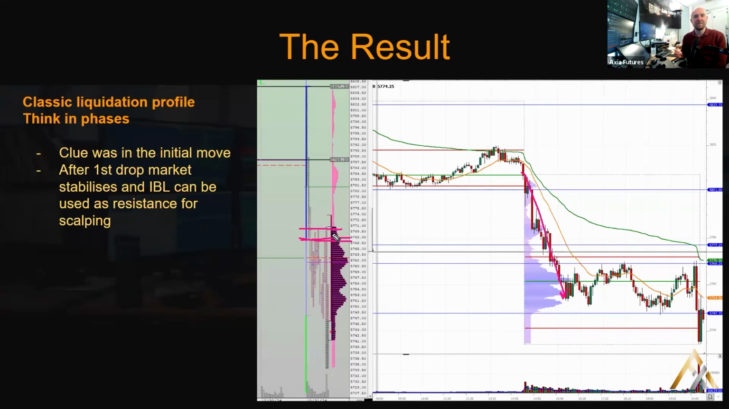But it's about thinking in phases. You've missed the big straight line move, but the opportunities to then play scalps down the range from here is very much on. So that's the way that you want to try and combine all your tools.